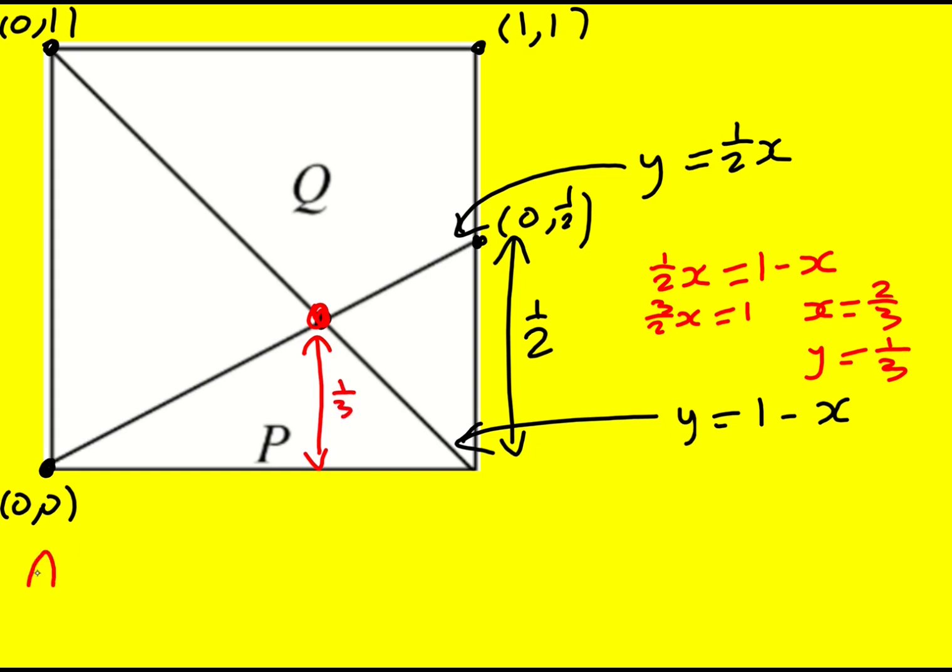So the area of P, remember, it's okay to do this because we're interested in the ratio between them. I could enlarge this, I'd still get the same ratio, the comparison between them. The area of P is going to be a half times the base times the height. I'll just leave it as a half times a third for the moment.